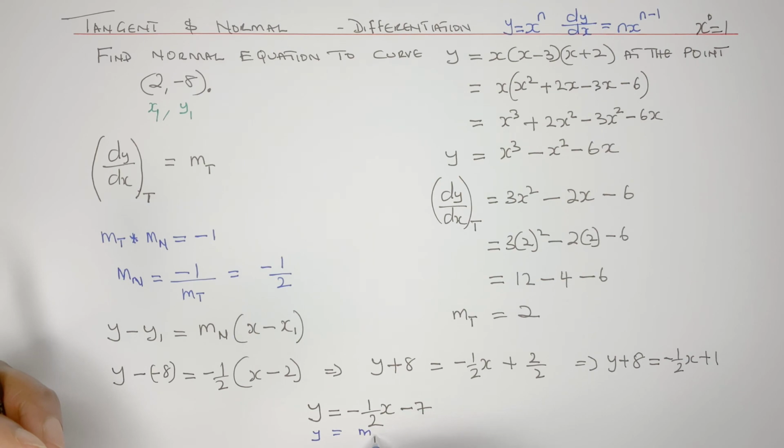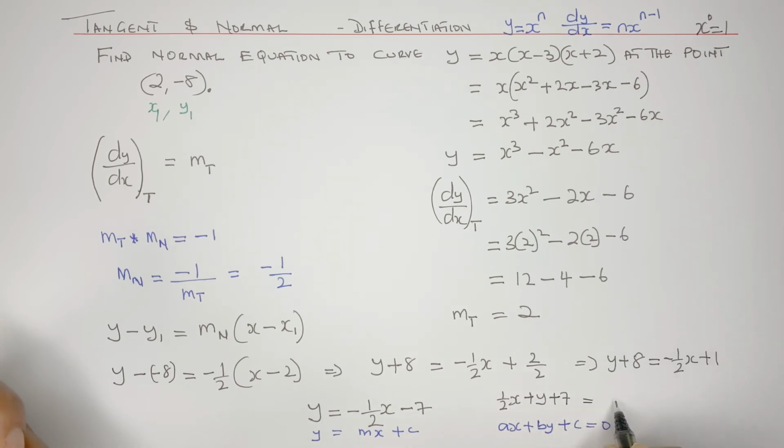But if I want to write it in another form, which is ax plus by plus c equal to 0, well, all I need to do is just take all the left-hand side to the right. So I then get a half x plus y plus 7 equal to 0. So that's one way of writing these answers.